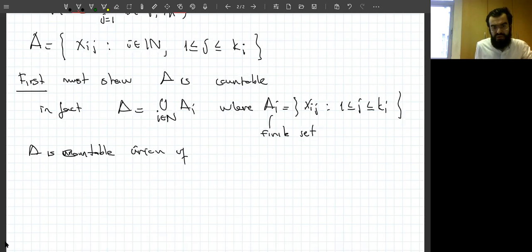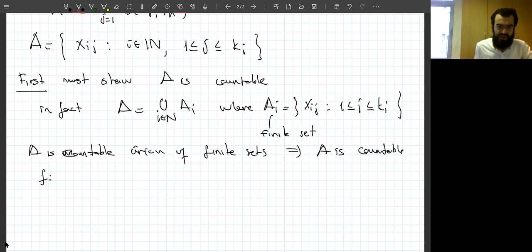Union of finite sets implies A is countable. And you may find, you may write explicitly this function, write an explicit surjection.